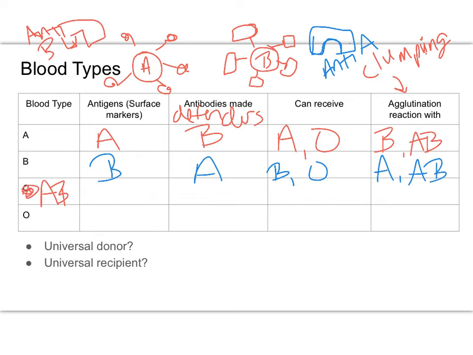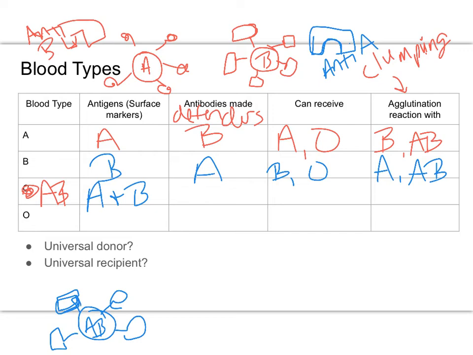If I have AB blood, that means I have both. If you think back to your freshman year genetics, right, blood is codominant, meaning I'm going to have both circle-shaped surface markers and square-shaped surface markers. So I'm going to have a mix of both. So I'm going to have both A antigens and B antigens. They're not mixed together. They're not like half squares, half circles, although this one kind of looks like it.